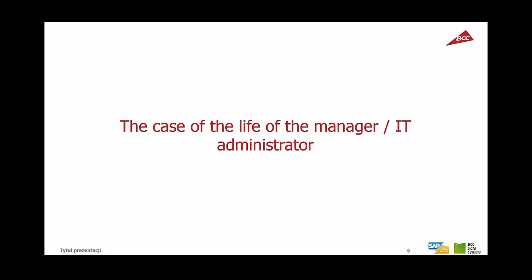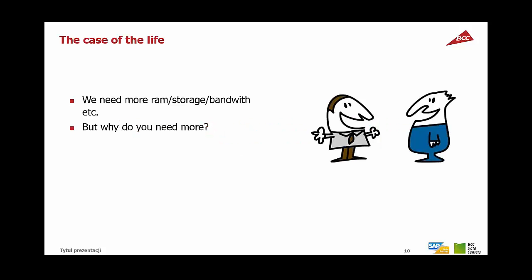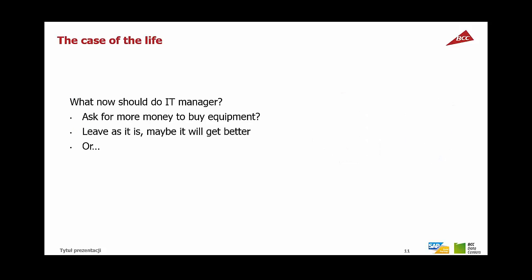Next part is a case of the life of a manager. Imagine the situation: the man in blue comes to the man with a brown tie. The man in the brown tie is an IT manager, and the man in blue says, "We need more RAM or storage or bandwidth, etc." And the manager asks, but why do you need more? Because our users say, for example, that they can't connect to the internet as fast as last year. And what should the IT manager do now?